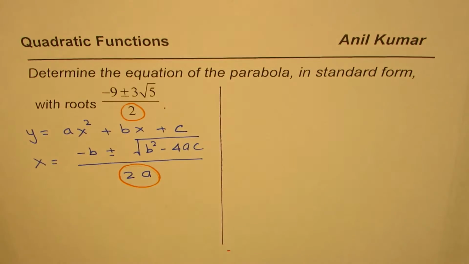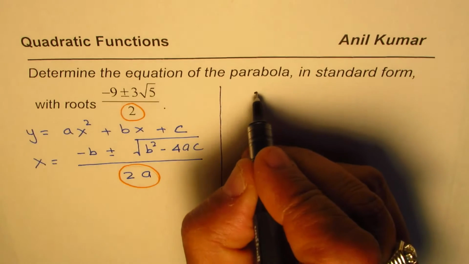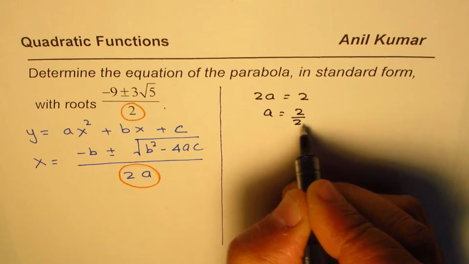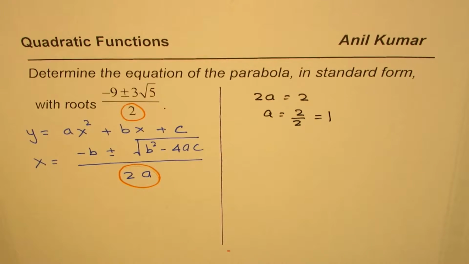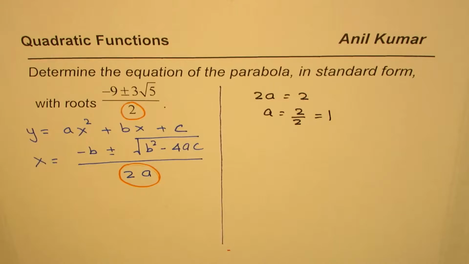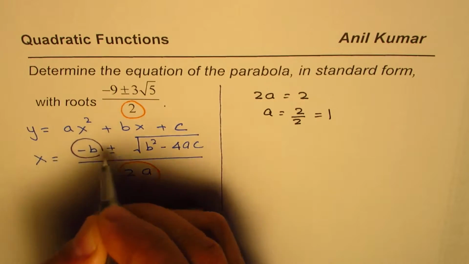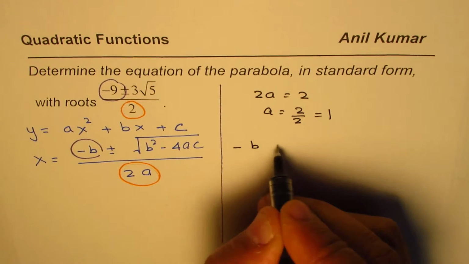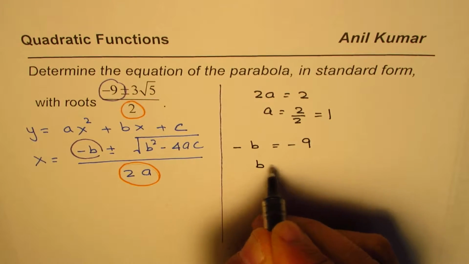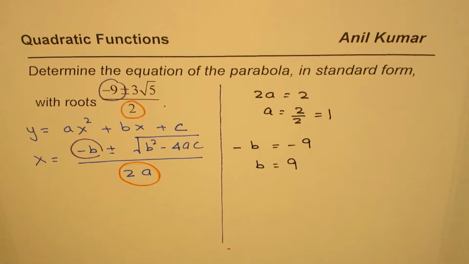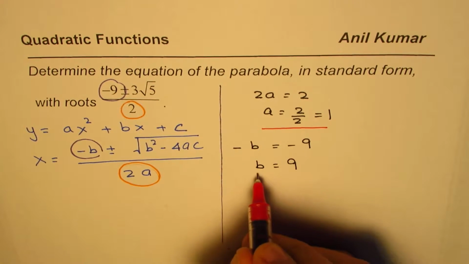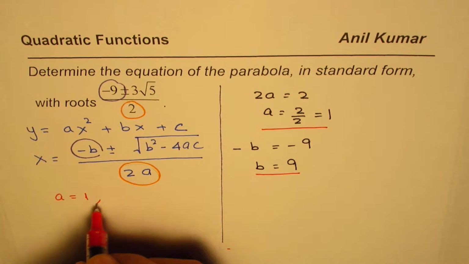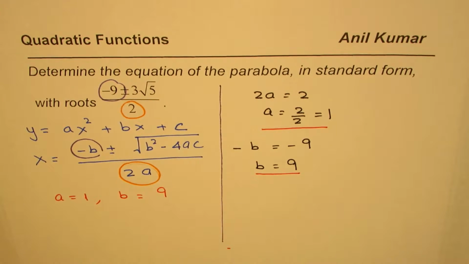And find the equation. So if you compare these, we have 2a = 2, and that gives you a = 2/2 = 1. So we know the value of a, correct? Now the next number to compare will be this. Simple. So here we get -b = -9, or b = 9. So we got another result. We have already two values: a = 1 and b = 9, correct?